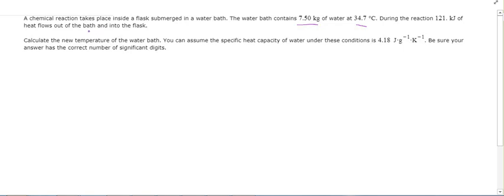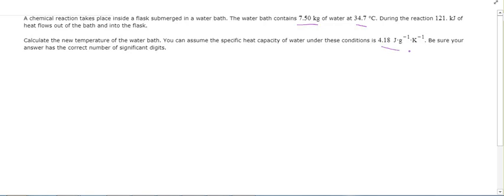So if heat goes out of the bath, that means that it's getting colder, and into the flask, that means the flask is getting warmer. Calculate the new temperature of the water bath. Alright, so the water bath starts out at 34.7 and heat goes out of the bath. That means that number is going to be lower than 34.7.